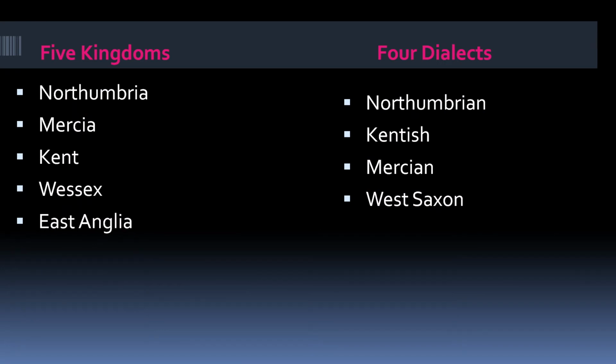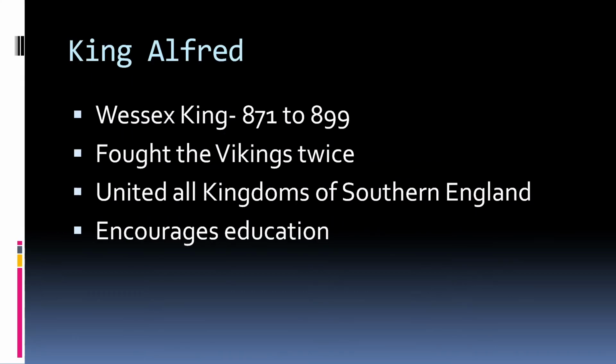About the Anglo-Saxon age, there were 5 important kingdoms. The first one is Northumbria, Mercia, Kent, Wessex, and then East Anglia. In these 5 kingdoms, there were 4 major dialects: Northumbrian, Kentish, Mercian, and West Saxon. These were the dialects spoken in these 5 kingdoms.